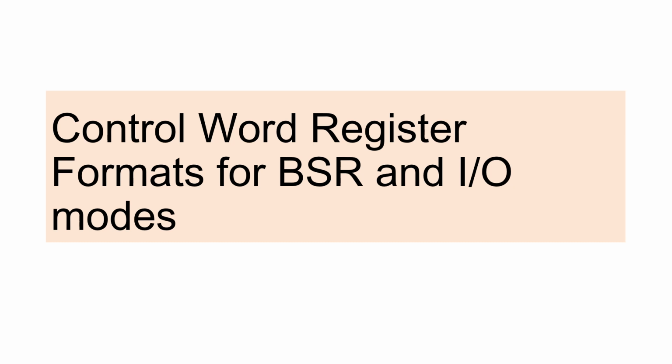All these modes can be selected by programming a register internal to 8255, and that register is called the control word register. This control word register has 2 formats. The first format is for the bit set reset mode and the second format is for IO mode. So if we want 8255 to work in a particular mode, we have to change the control word register. Let's see how the control word register is written for the different formats.